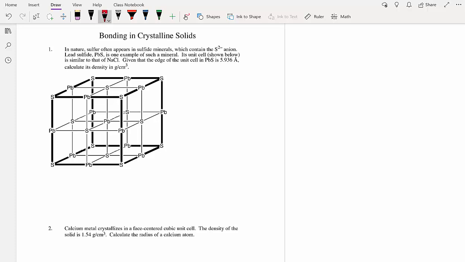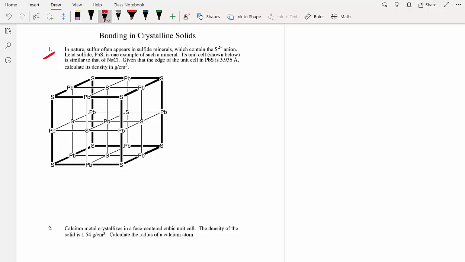Let us now solve these two problems together. Let us begin with question number 1. In nature, sulfur often appears in sulfide minerals, which contain the sulfide anion. Lead sulfide, PbS, is one example of such a mineral. Its unit cell is shown below, which is similar to the unit cell of sodium chloride.